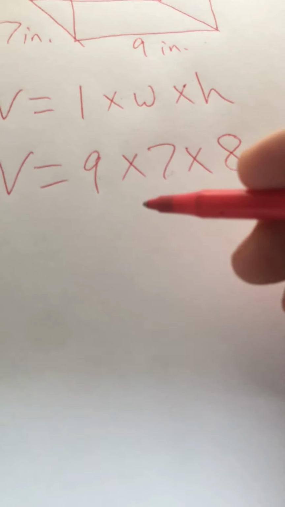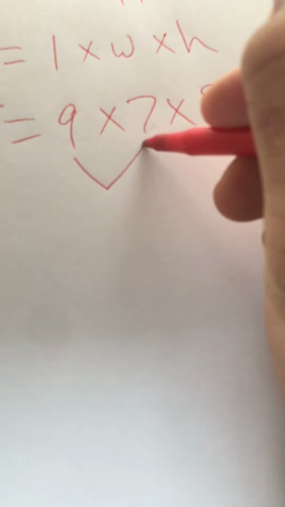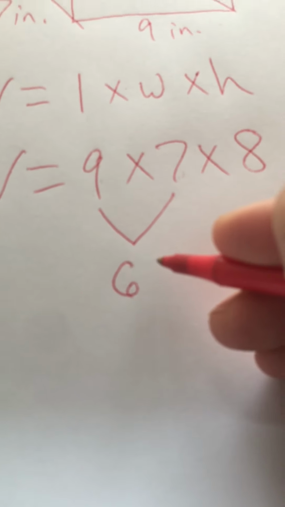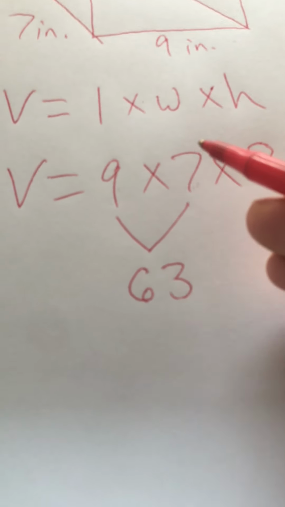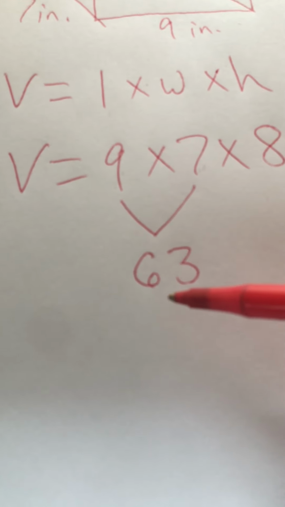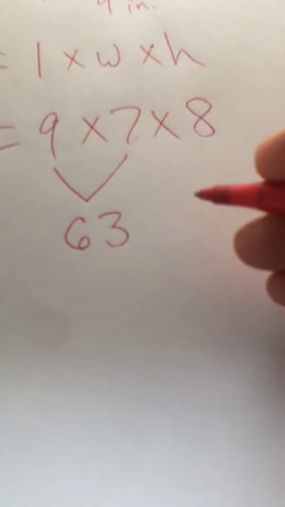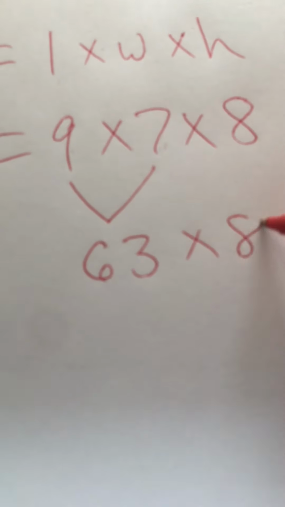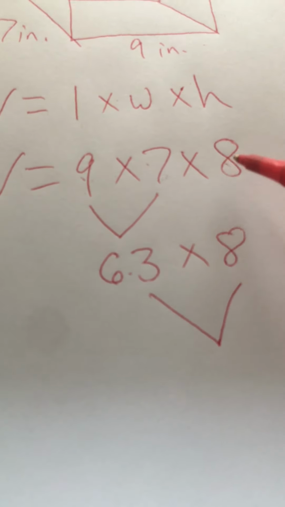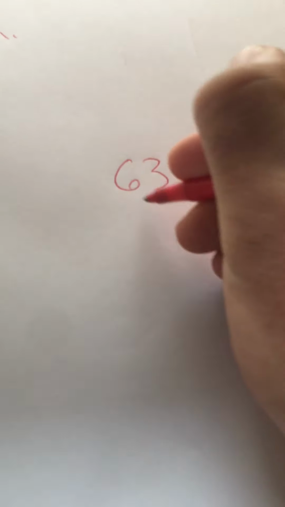So let's see, why don't we do 9 times 7? Those are first here, but you could do 9 times 8 if you want to start with that. It doesn't really matter. 9 times 7 is 63. I know that 10 times 7 is 70, so 9 times 7 would be 7 less than 70, or 70 minus 7, which is 63. So I got that right. 63 times 8 now we have to do, because we did 9 times 7, which is 63. Then multiply that times 8. So I'll do my work over here.